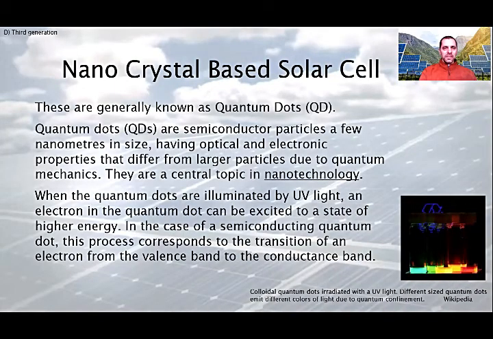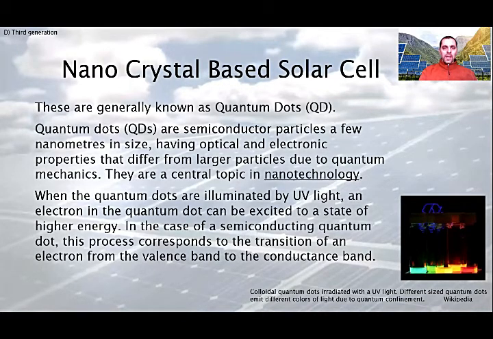Let's start with the nanocrystal-based solar cell. These are generally known as quantum dots. Quantum dots are semiconductor particles, a few nanometers in size, having optical and electronic properties that differ from larger particles due to quantum mechanics. They are a central topic in nanotechnology.